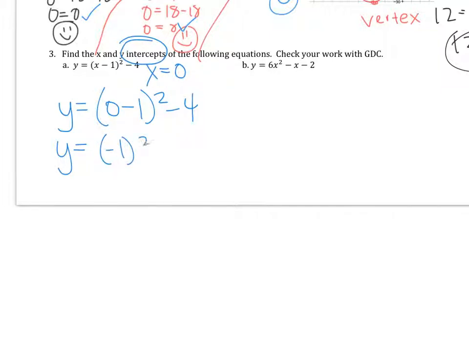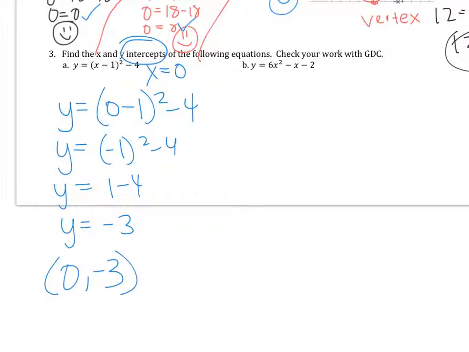Negative 1 squared minus 4, and we get negative 3. You always write this as a coordinate point. So 0, negative 3, that's your y-intercept. To find your x-intercept, it can be a little tricky.